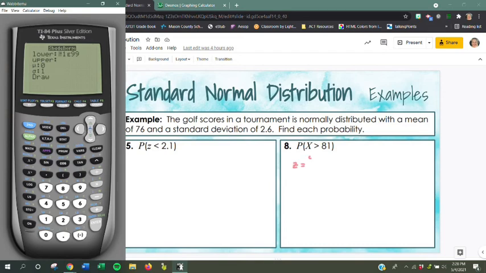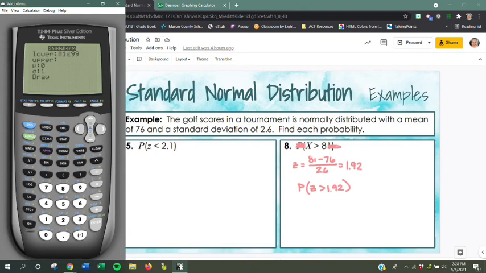So z equals the data value minus the mean. The problem told us the mean is 76, divided by the standard deviation, which in our problem is 2.6. And we're going to find that 81 has a z-score of 1.92. So instead of looking at our original problem, we want to find the probability that z is, okay, let's look again, greater than. Z is greater than 1.92. That's what we're going to be looking at now.